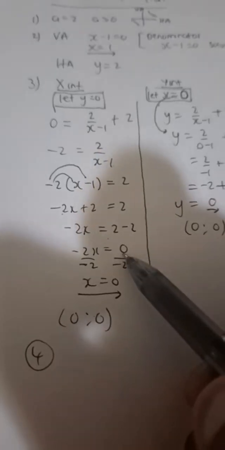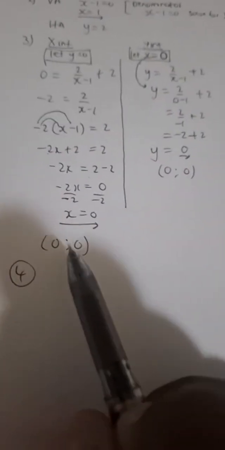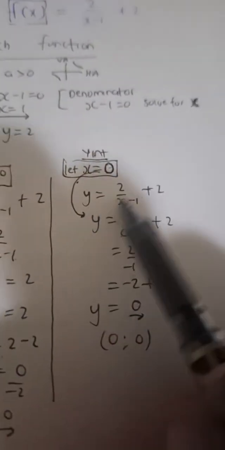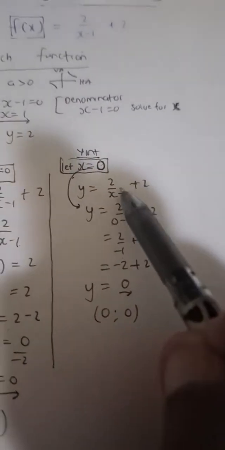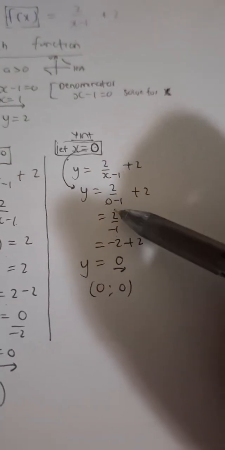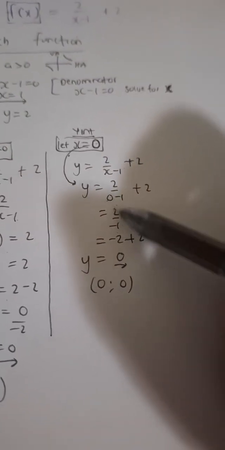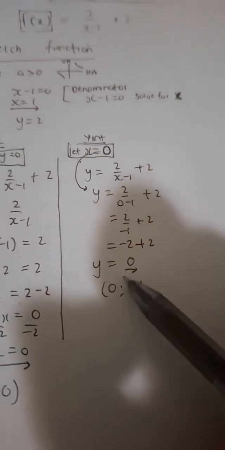We distribute the negative 2. We get negative 2x plus 2 is equal to 2. Take the 2 over, 2 minus 2 is 0. We divide both sides by the coefficient of x, which is negative 2, and that leads us to x is equal to 0. There we have it, guys. The coordinates of the x-intercept.